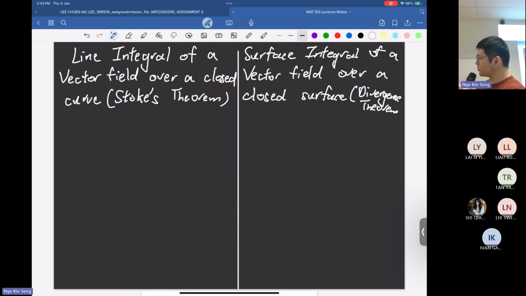Okay, so first we do line integral over a closed curve. You can only do a line integral over a closed curve because a curve is just one-dimensional. So it's a line integral. A closed surface is a surface, so you do a surface integral. Okay, then this is what Stokes' theorem and the divergence theorem are about.